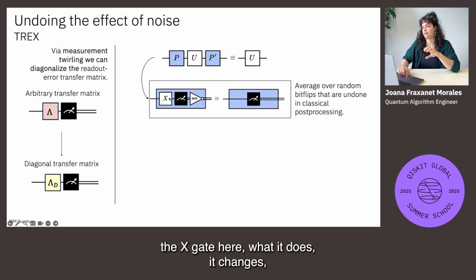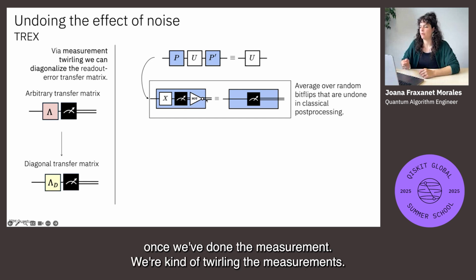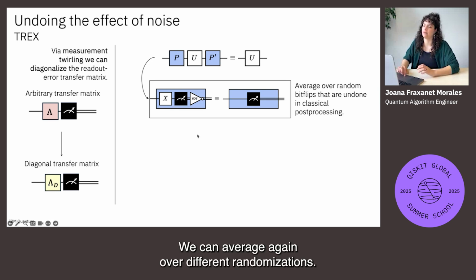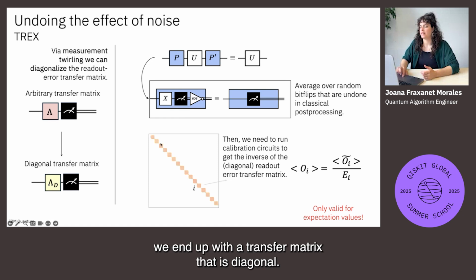We know that the X gate here, what it does, it does a bit flip. So we could undo the bit flip once we've done the measurement. We're kind of twirling the measurements. We can average, again, over different randomizations. And it turns out that by doing this, we end up with a transfer matrix that is diagonal.